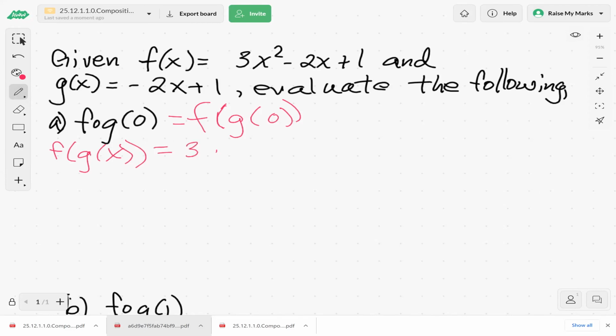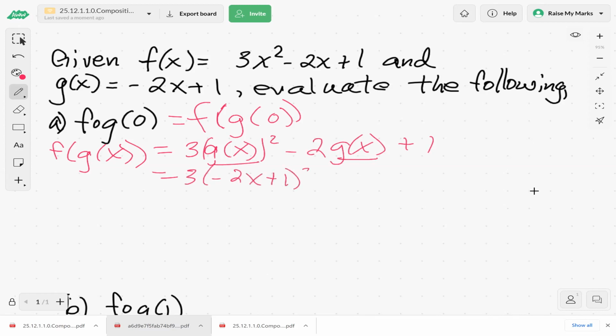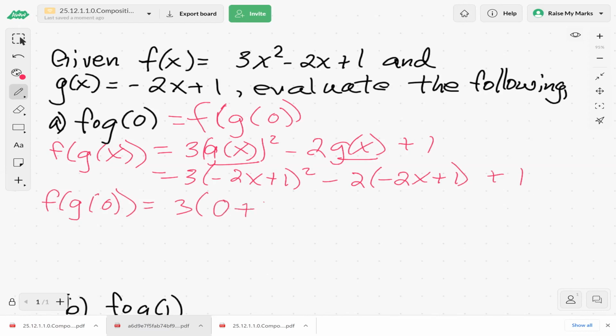Okay, so what do we get? We get 3 times g of x all squared minus 2 times g of x plus 1. G of x is negative 2x plus 1, so we need to plug that in wherever we see g of x. Minus 2 times negative 2x plus 1, all plus 1. So now we can plug in 0 for x and see what we get. We get 3 times negative 2 times 0 is 0, plus 1 all squared, minus 2 times negative 2 times 0 is 0, plus 1, plus 1.